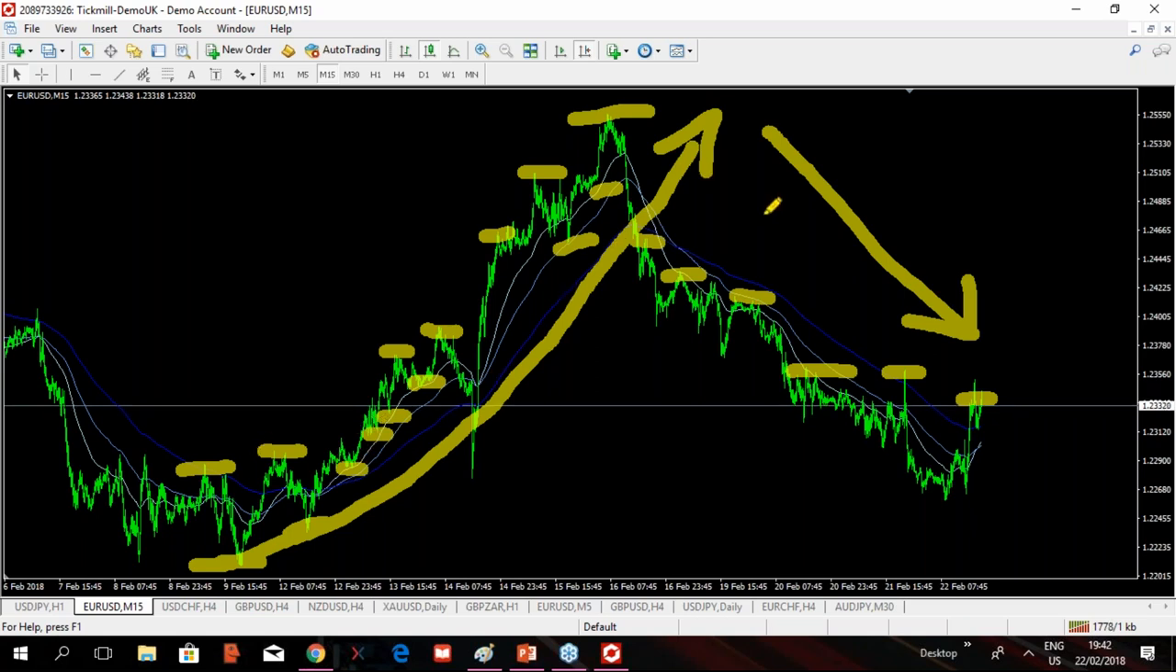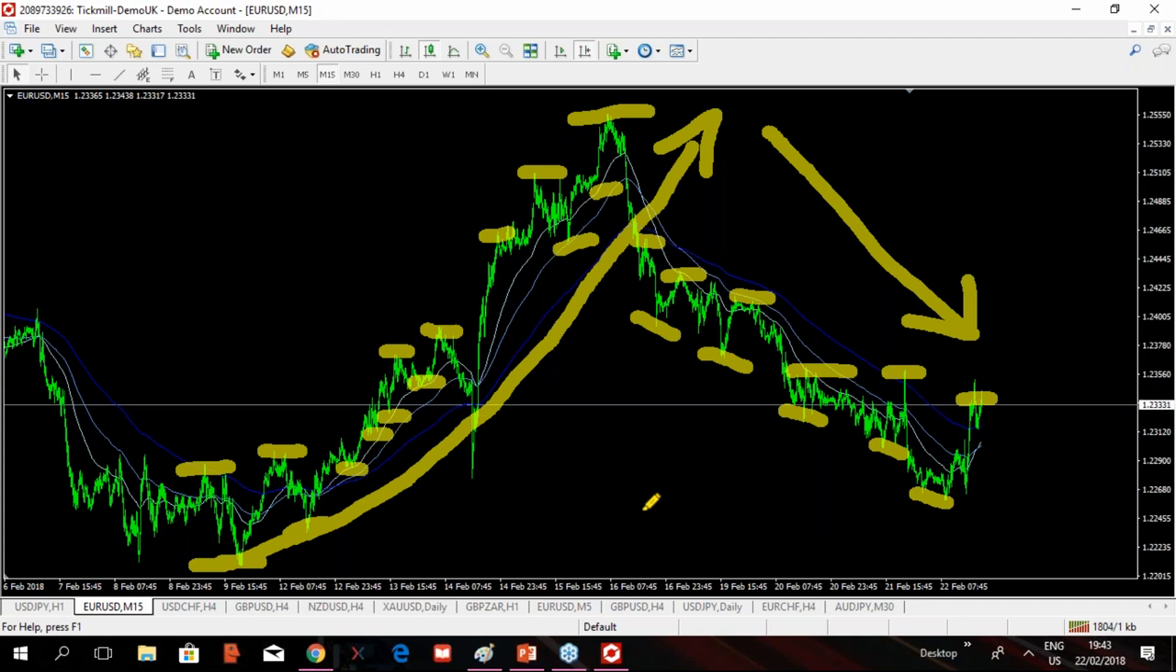In a downtrend, like this one here, you would have lower highs. You could see all the highs. And then you would have lower lows as well, and all these lows get lower and lower. So in an uptrend, you have higher highs and higher lows. In a downtrend, you would be expecting lower highs and lower lows. And that's it, just to give you an idea of how trend looks.